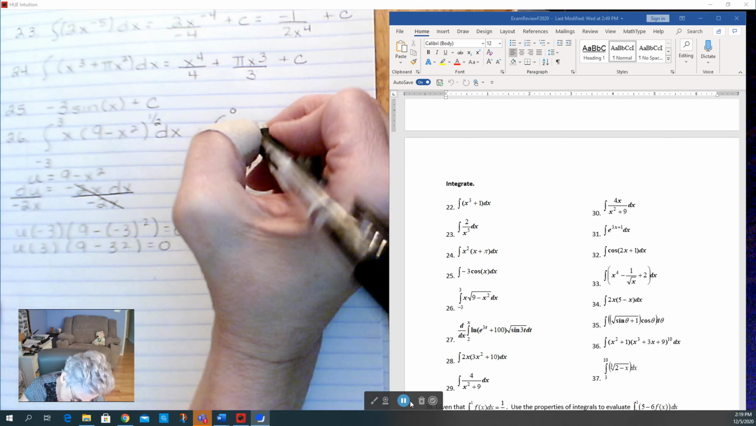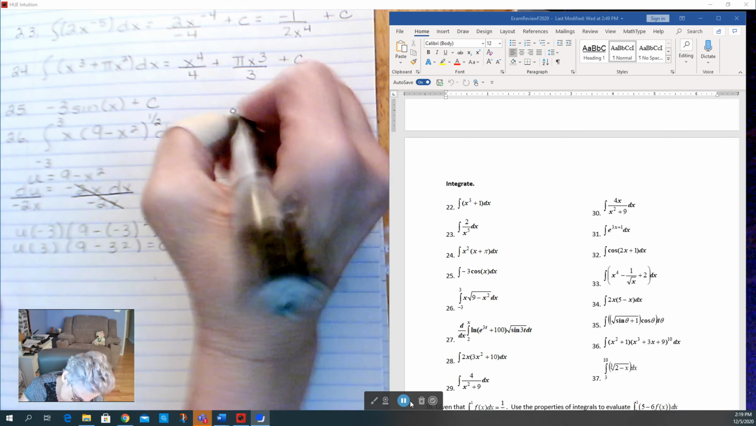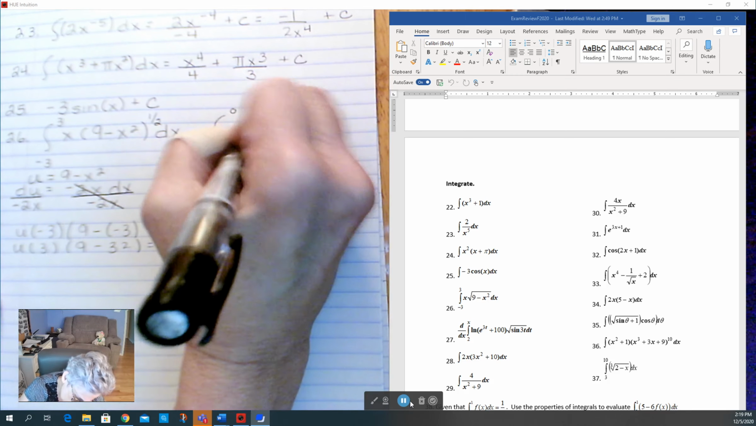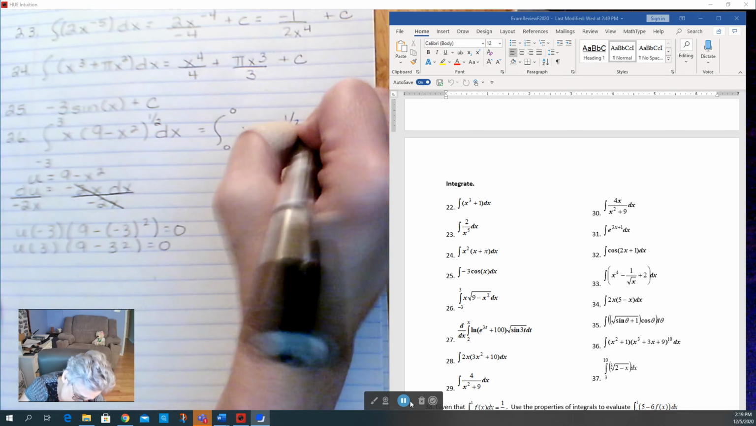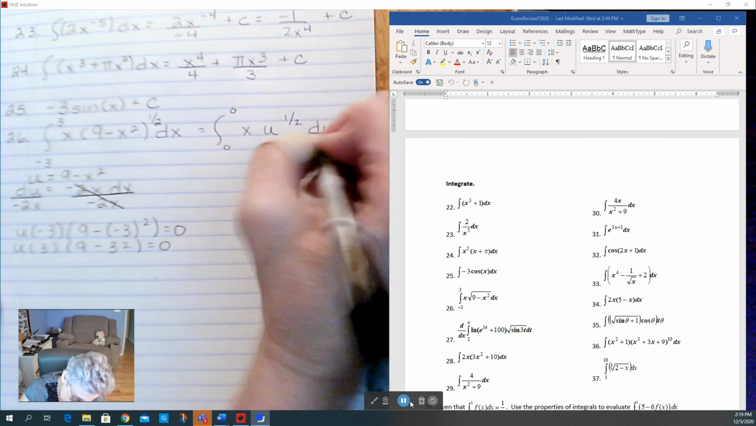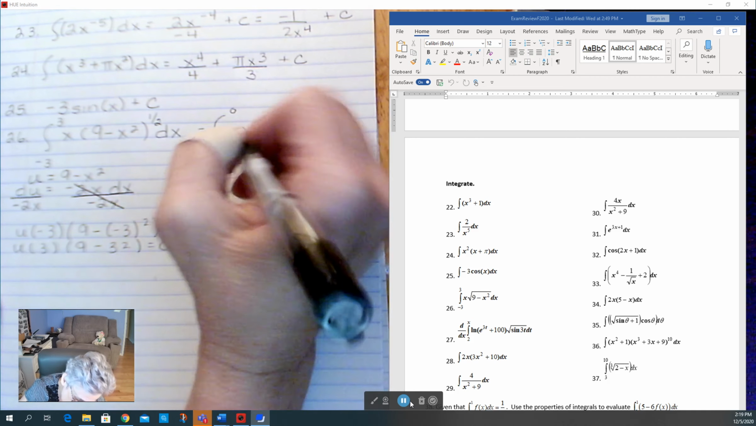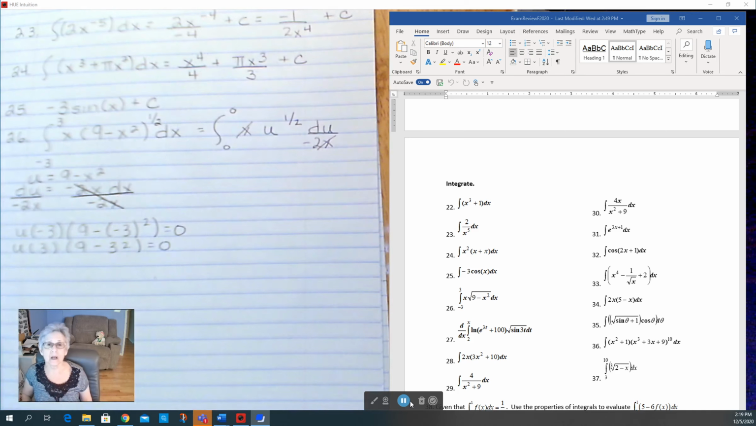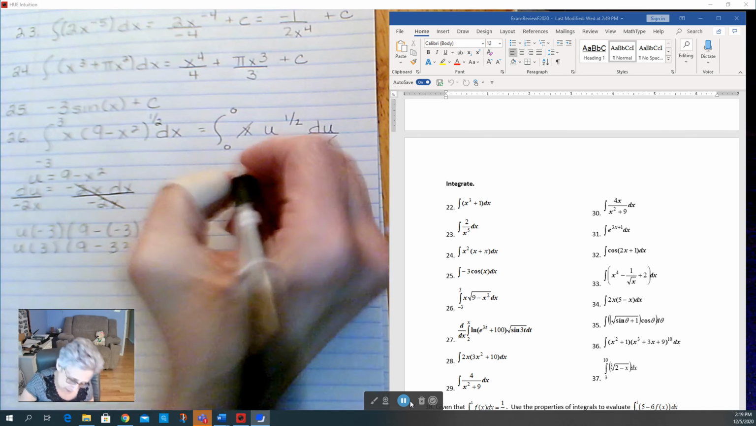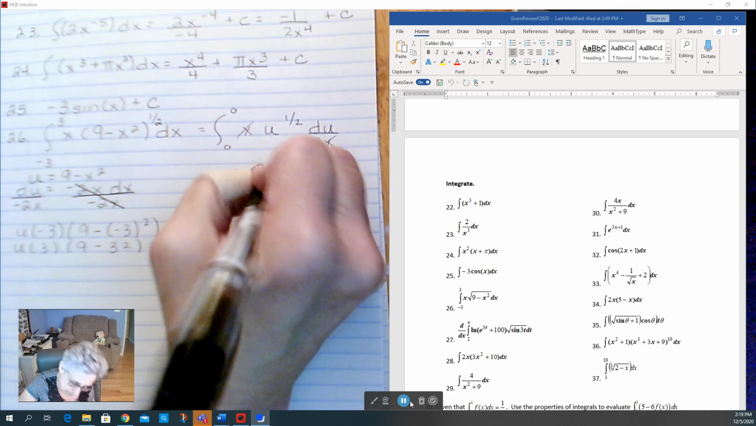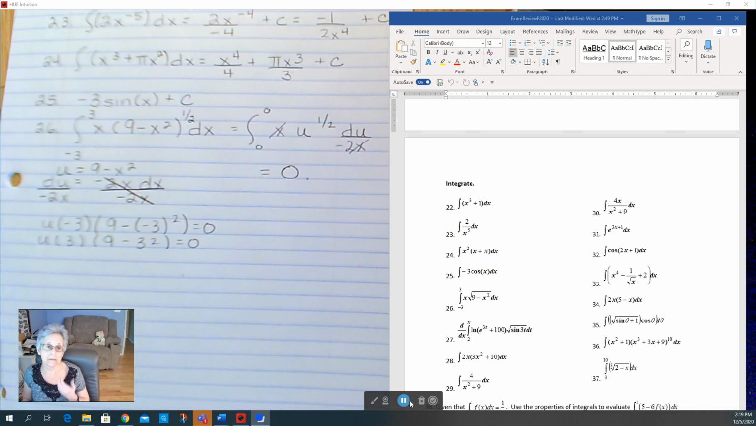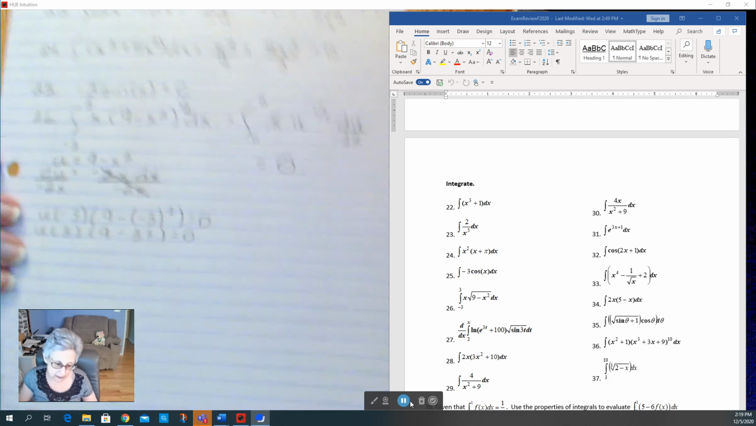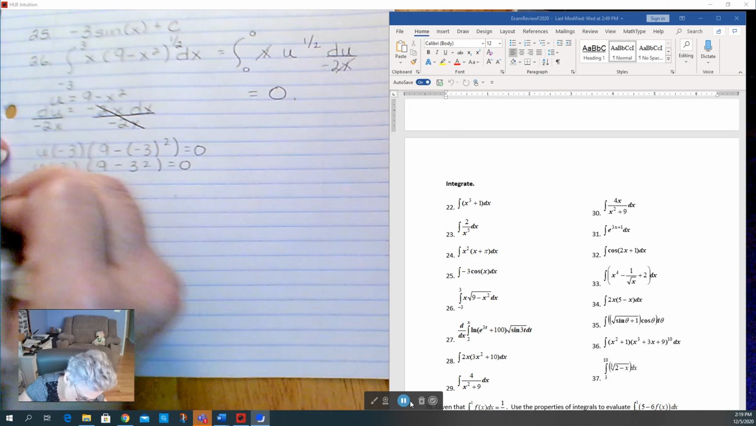Ooh. Integral from 0 to 0 of x times u to the 1/2. Doesn't really matter what else I write down because the upper and lower limits of integration are the same. My answer is going to be 0. Now what if I had not updated my limits of integration? Let's see if I would have gotten the same answer.